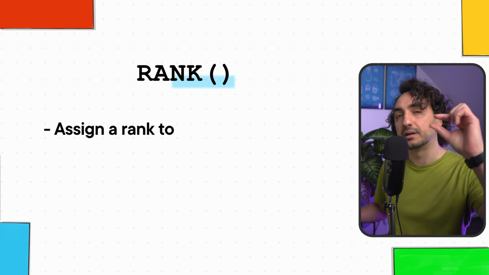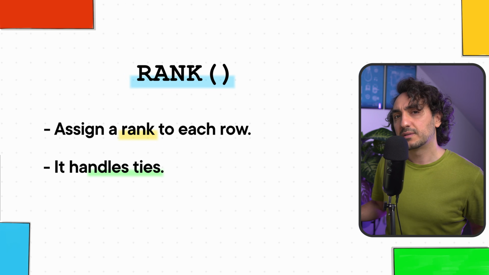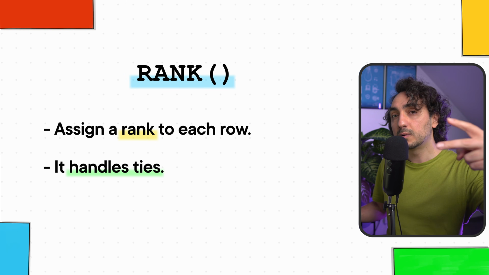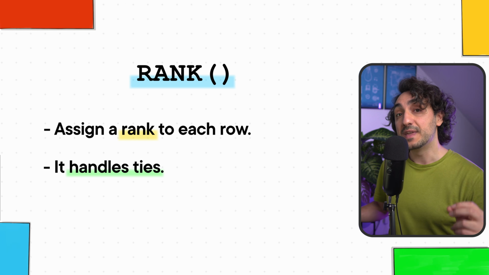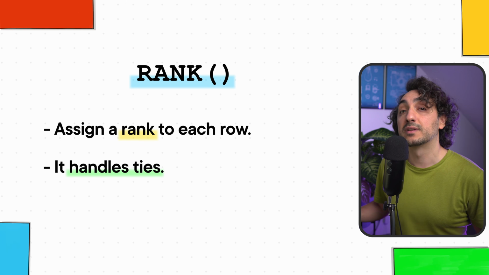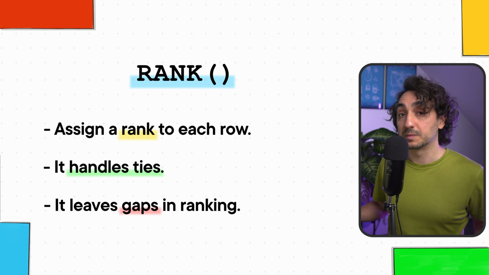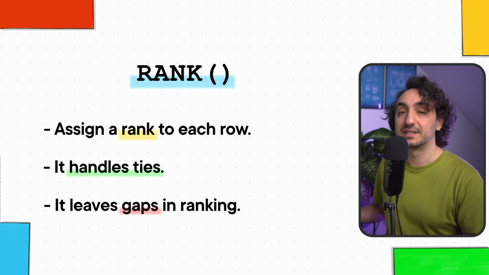Alright, so what is the RANK function? In SQL, the RANK function is going to assign each row a number, a rank, and this time it's going to handle the ties. That means if in your data you have two rows having the same values, they're going to share the same ranking. One thing about the RANK function is that it's going to leave gaps in the ranking, so there is the possibility of skipping ranks. In order to understand how the RANK function works in SQL, we're going to have a very simple example.